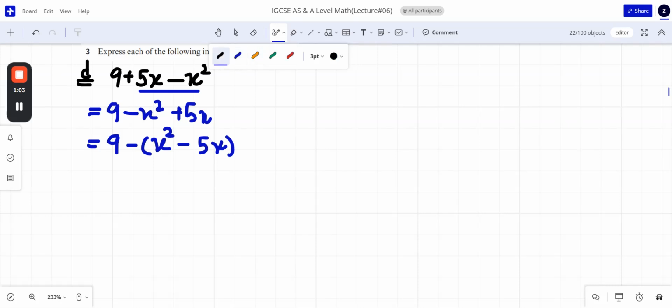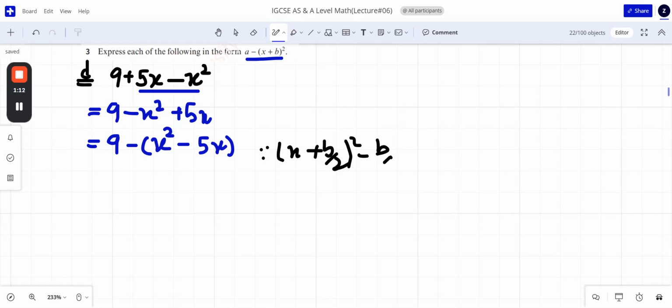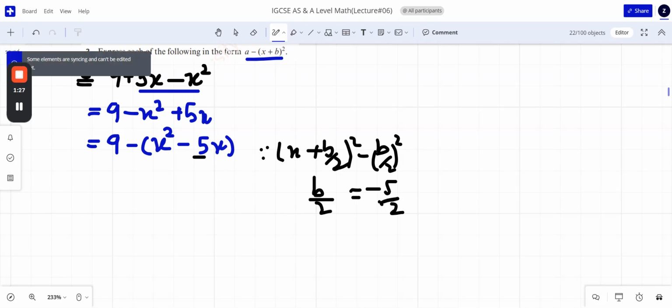For the completing square method we will use the formula, which is x plus b by 2 whole square minus b by 2 whole square. Now what is b by 2? b is the coefficient of x. So the coefficient of x is minus 5, and it would be minus 5 by 2.